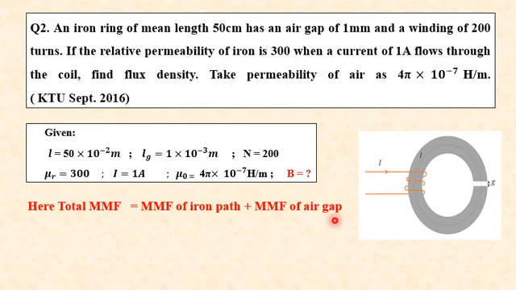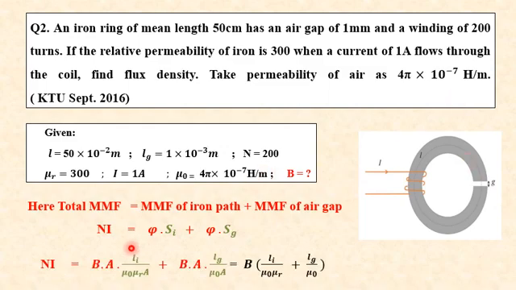Substituting, we will be getting total MMF, that is Ni, will be equal to phi into Si plus phi into Sg. Flux is the same, that is phi, and Si is the reluctance of the iron ring, and Sg is the reluctance of the air gap. So here I need to find out the flux density. So I am substituting flux in terms of flux density. So flux density is equal to phi by A. So flux can be written as flux density into A, where A is the area of cross section. Because in the question area of cross section is not given, we need to adopt some way to neglect this term. So instead of phi, I am substituting it as B into A.